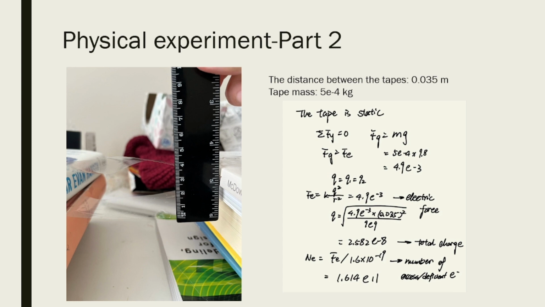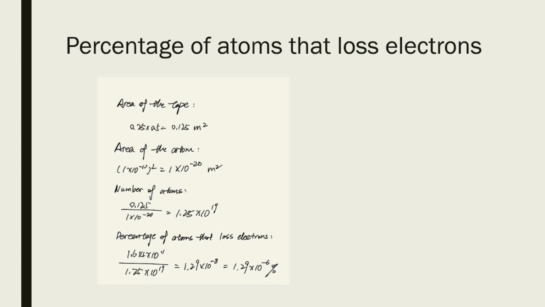So in the second part of the experiment, we do some measurements and calculations. First we measure the distance between the two charged tapes, and we also have the mass of the tape. Then we can plug those values directly into the equation mg equals kq squared over r squared. Then we get the magnitude of the total charge on one tape. With the total charge, we can also get the number of deficient electrons. Those values are all mentioned at the beginning.